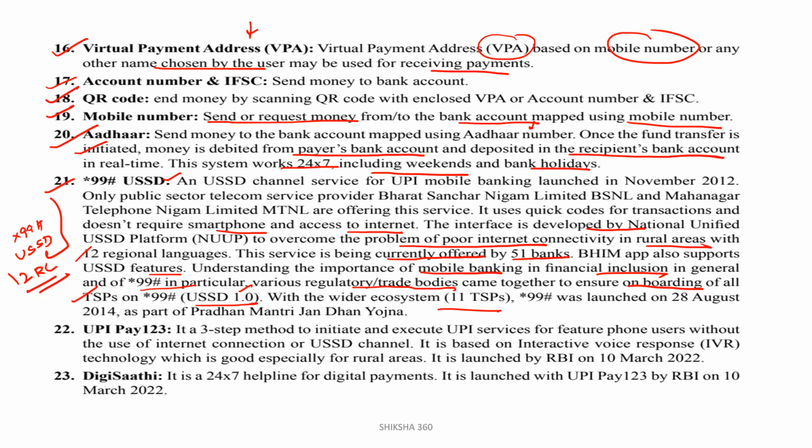Now move to UPI Pay 123. Clear. So this is another initiative, that is UPI Pay 123. It is a three-step method to initiate and execute UPI services for feature phone users without the use of an internet connection or USSD channel. It is based on interactive voice response, IVR technology, which is good especially for rural areas. It was launched by the RBI on 10th of March 2022.